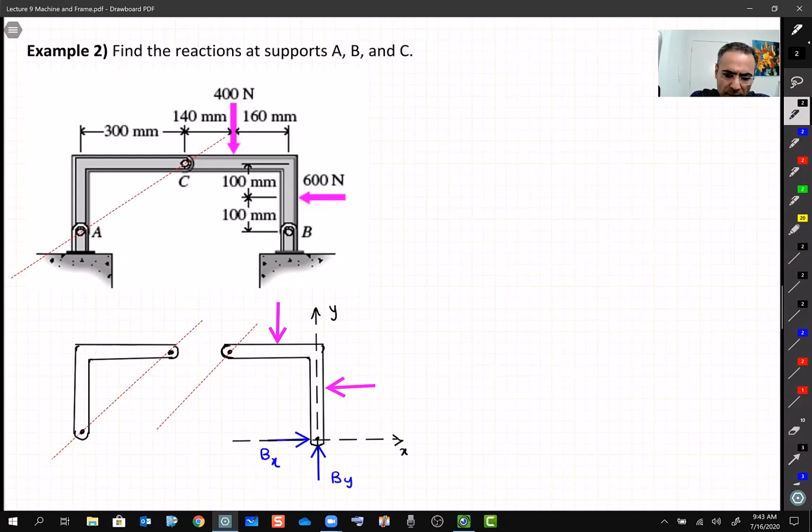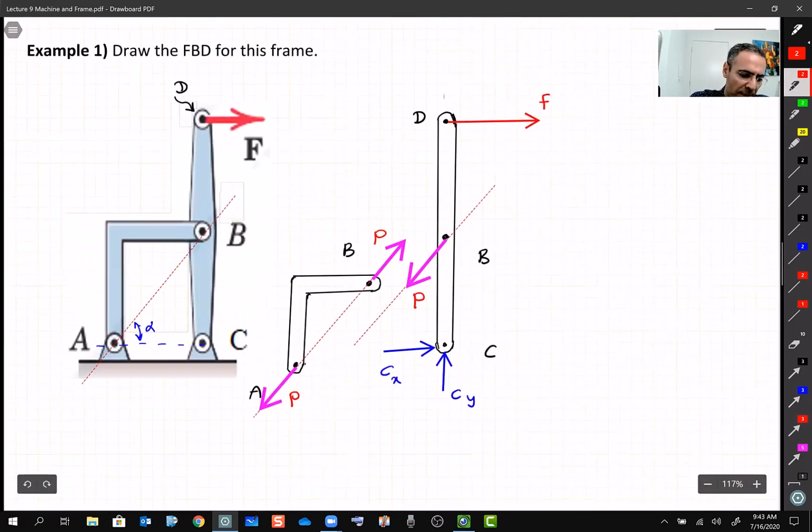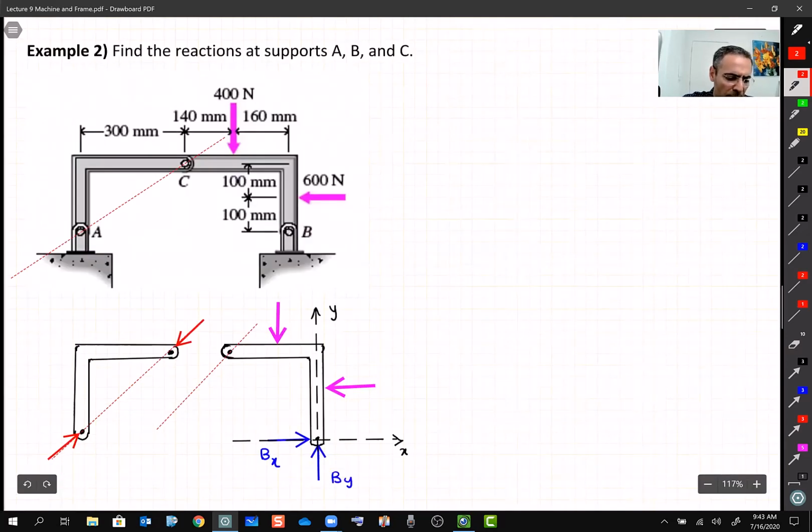So what else? Well, this two force member, we know something important about it. It has two loads at its two ends, and these two loads are collinear. You may say, in the previous example, let's jump back, you drew it under tension, as if you are stretching this L-shaped link. But you may say, why here did you draw a compression?